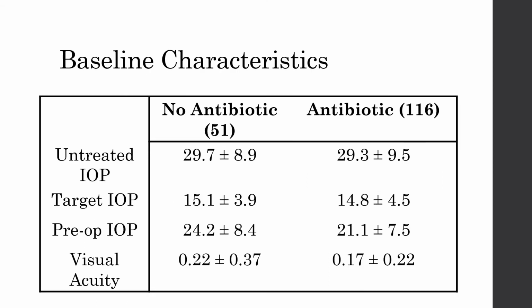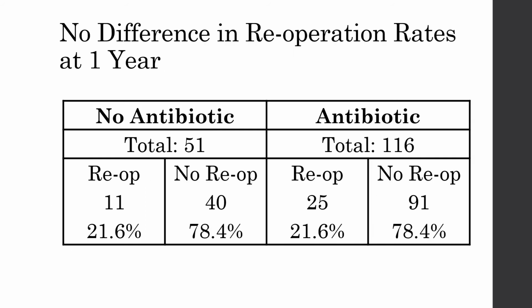Here we have the baseline characteristics of the antibiotic and no antibiotic groups, and you can see that the untreated IOP, the target IOP, the pre-op IOP, and the visual acuity at the preoperative visit are all the same essentially in both groups. Now getting at our outcomes, we found that there was no difference in the reoperation rate at 1 year for the no antibiotic and antibiotic groups. In fact, you can see that they were surprisingly exactly the same.